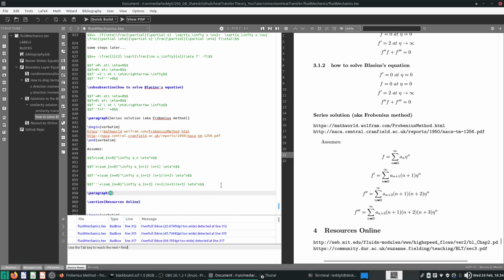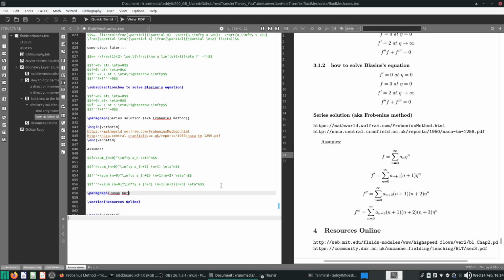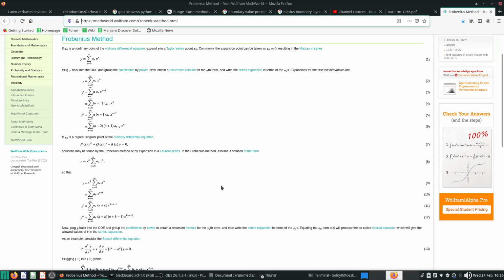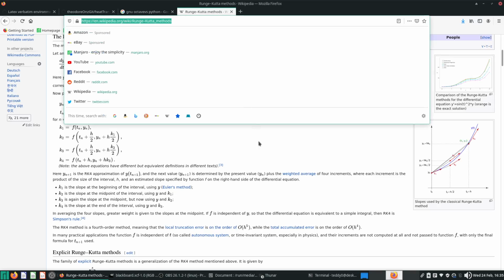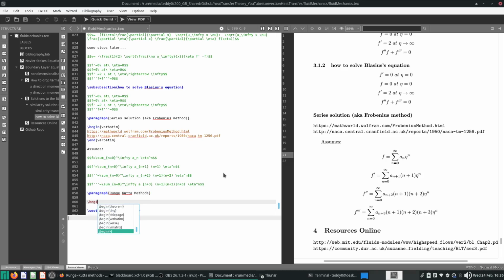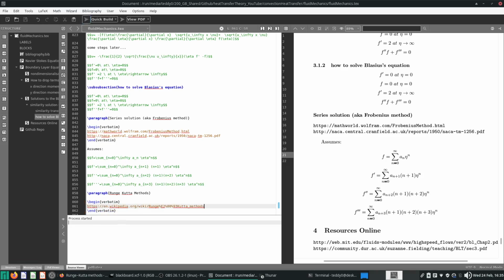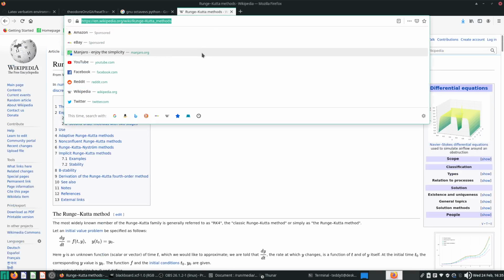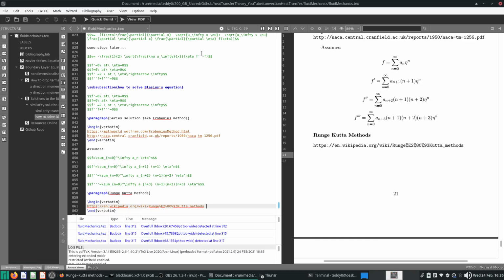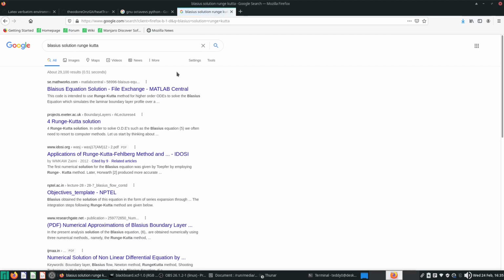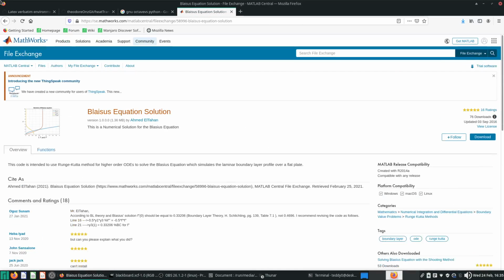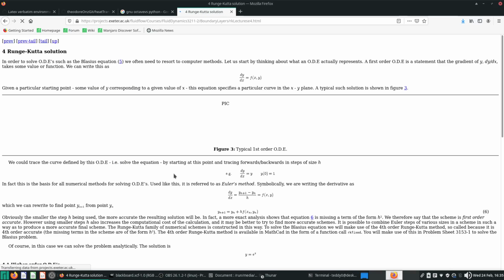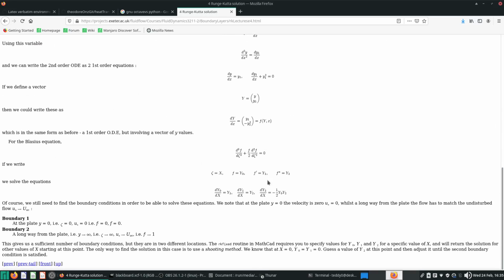The other method is Runge-Kutta, and you probably need at least Excel or something. These are a family of methods. Let me close this up. Yeah, this is the Runge-Kutta method. Online you will be able to see some Blasius solution with Runge-Kutta. Even MATLAB has it. This is a very classic thing. You can just search online for Runge-Kutta methods, and this will give you the Blasius solution.